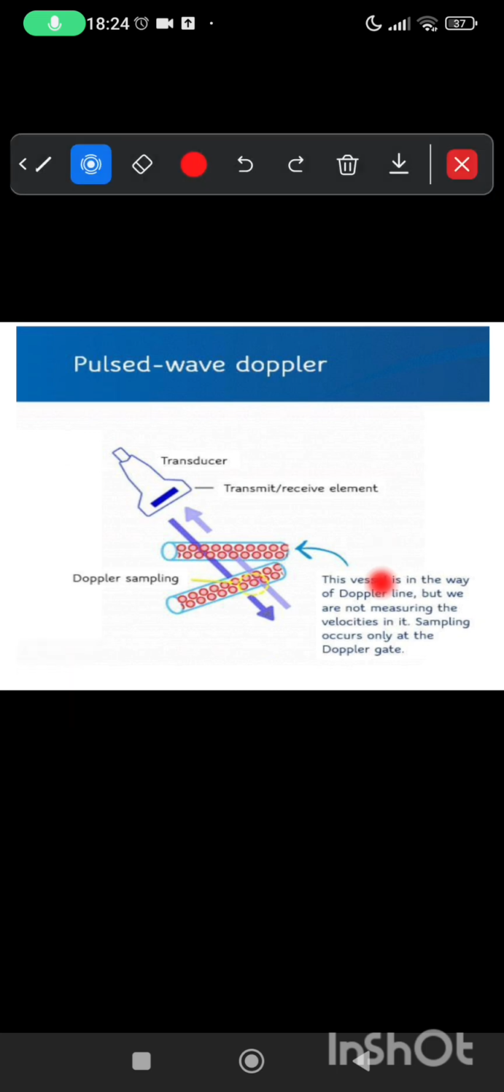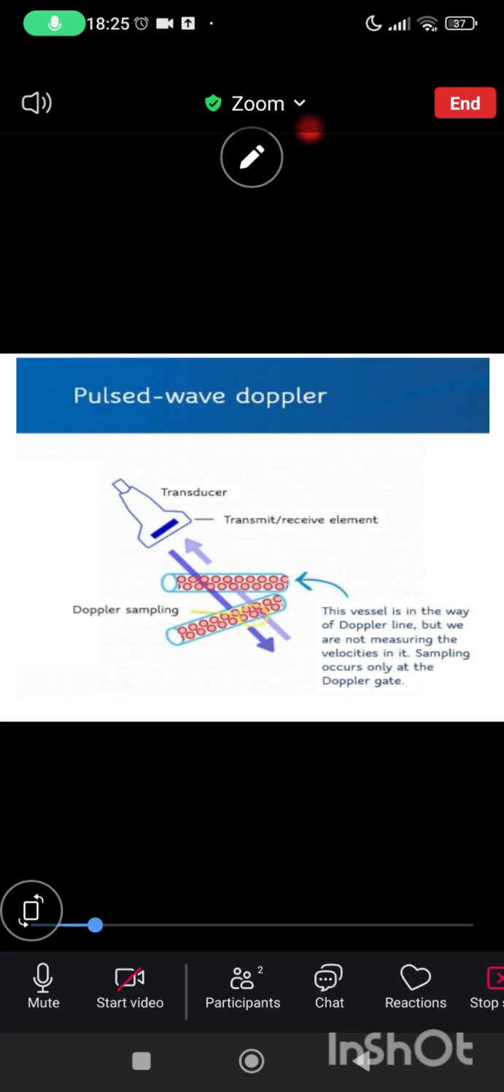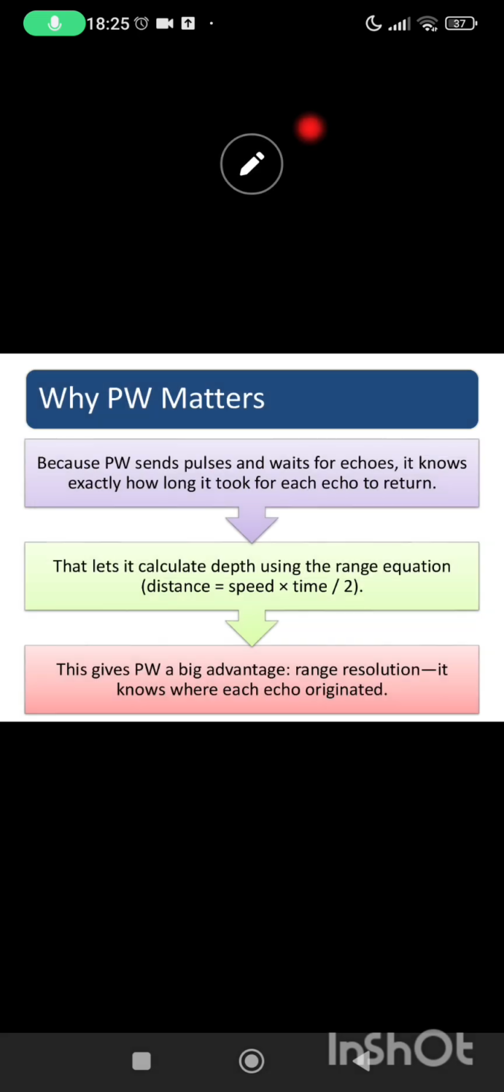Yes, because there are sample gates that open at a specific time when the echo is coming from a specific point. The receiver ignores all other information and focuses only on the echoes where our sample gate is placed. So because there is a sample gate, there is good range resolution.